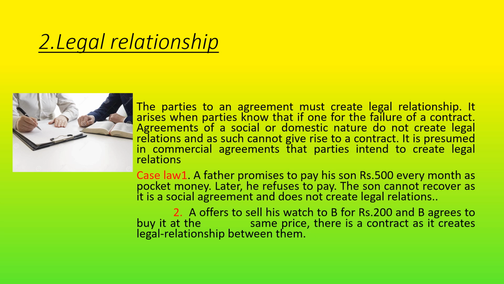Legal relationship. The parties to an agreement must create a legal relationship. It arises when parties know that they can sue for the failure of a contract. Agreements of a social or domestic nature do not create legal relations and as such cannot give rise to a contract. It is presumed in commercial agreements that parties intend to create legal relations. Case law. A father promises to pay his son rupees 500 every month as pocket money. Later, he refuses to pay. The son cannot recover as it is a social agreement and does not create legal relations.